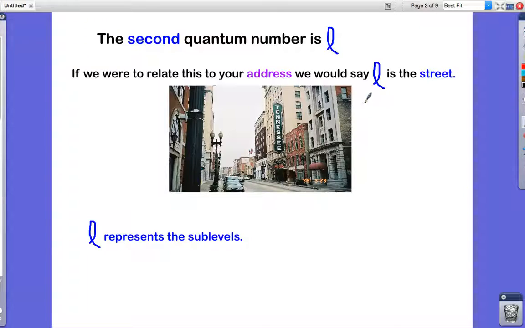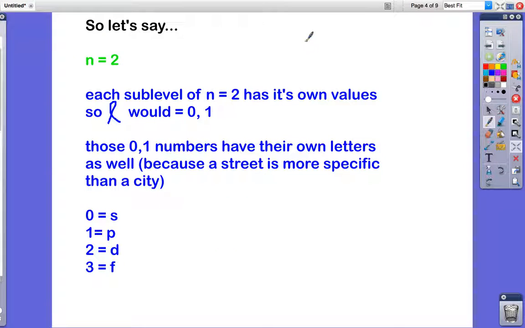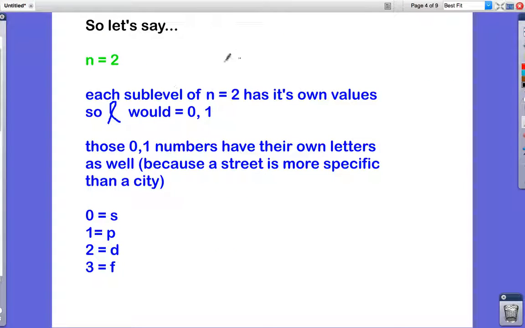The second quantum number is L. If we relate this to your address, we would say that L is the street. L represents the sublevels. So let's say n equals 2. Each n equals 2 has its own sublevel values, so L would equal 0, 1. Those numbers have their own letters: S equals 0, P equals 1, D equals 2, F equals 3. So you could write it with L equals 0, 1 or L equals S, P. Either way is correct.